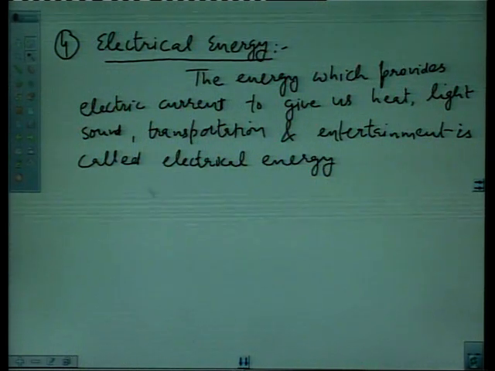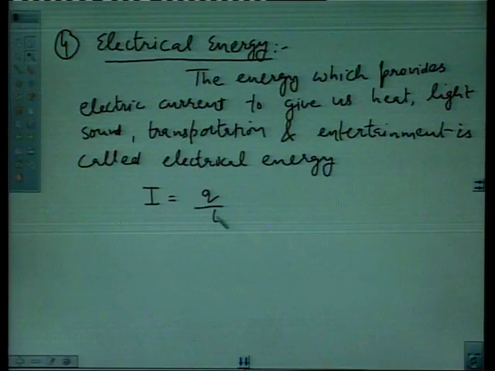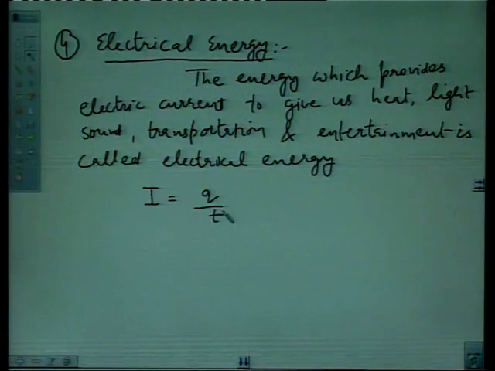Now, what is electric current? The current I is equal to the flow of charges. The charge flowing per unit time is called electric current. So, electrical energy is a measure of electric current.